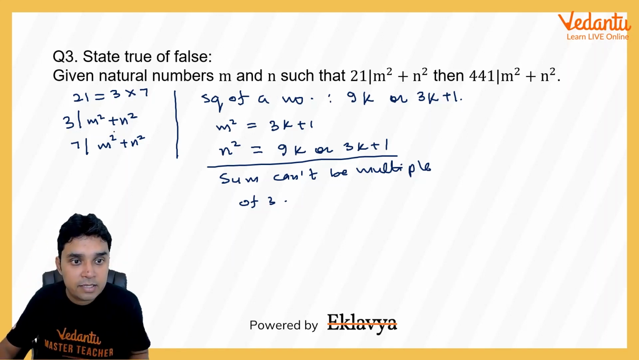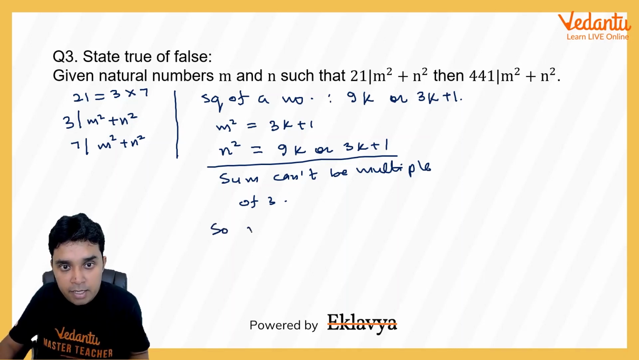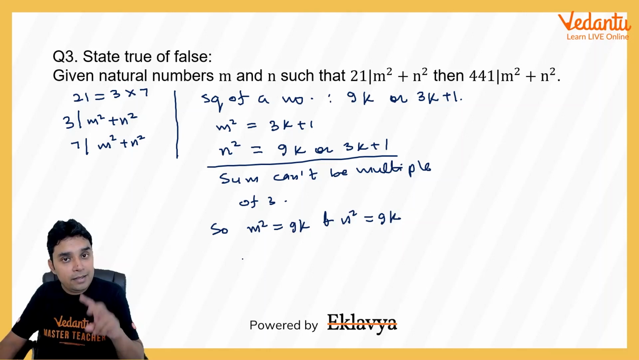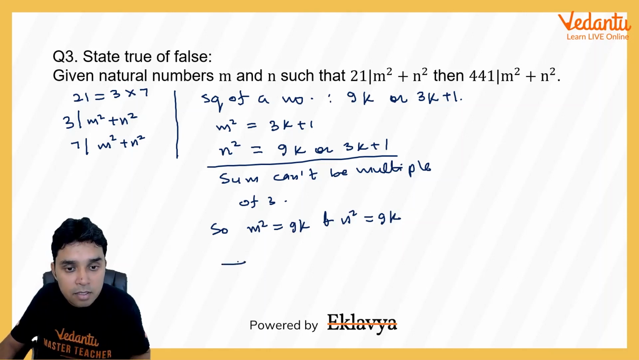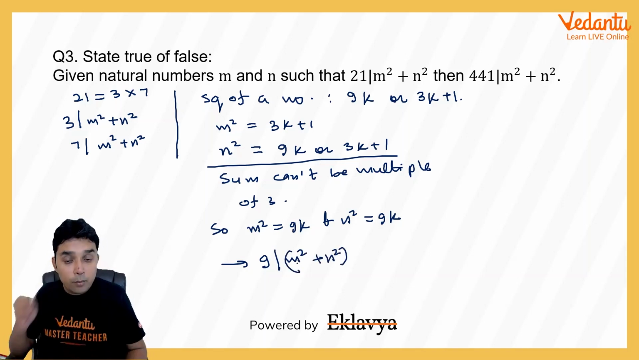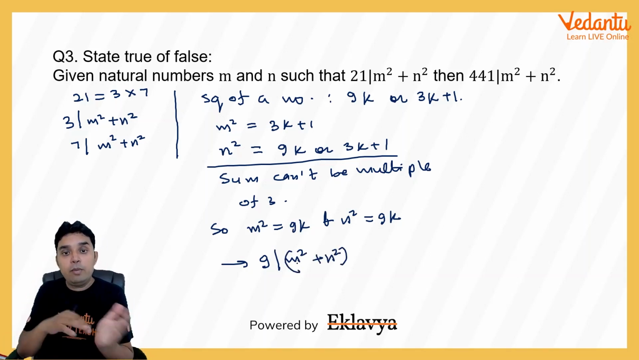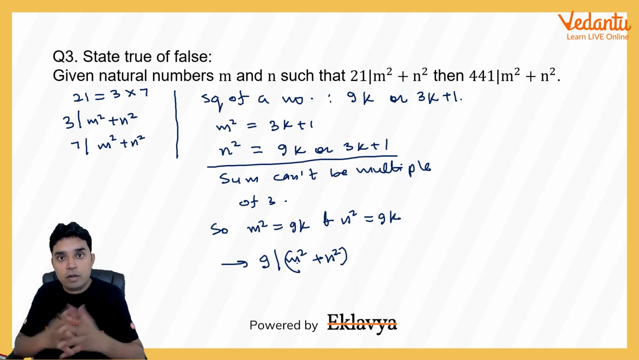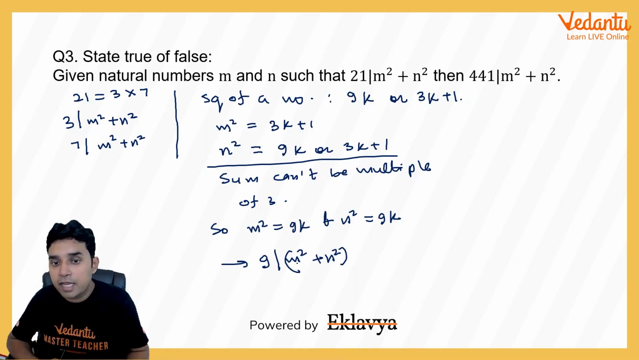But we are given that 3 divides m square plus n square. So the only possibility is that m square is equal to 9k and also n square is equal to 9k. That means not only 3 will divide, 9 will also divide m square plus n square, because both m and n will be multiples of 3. So their squares will be multiples of 9 and hence 9 will divide this.